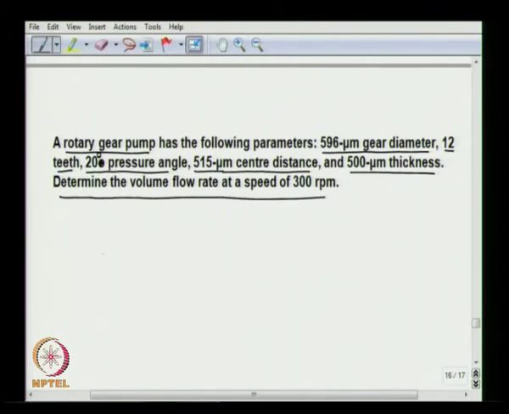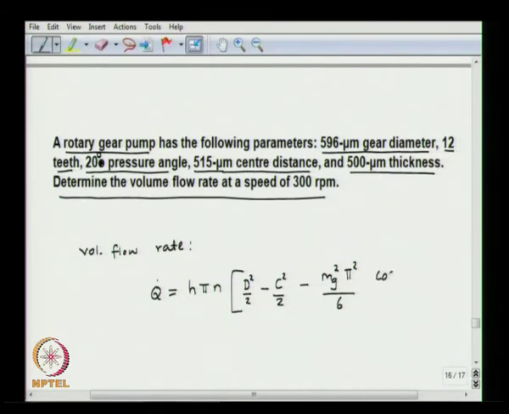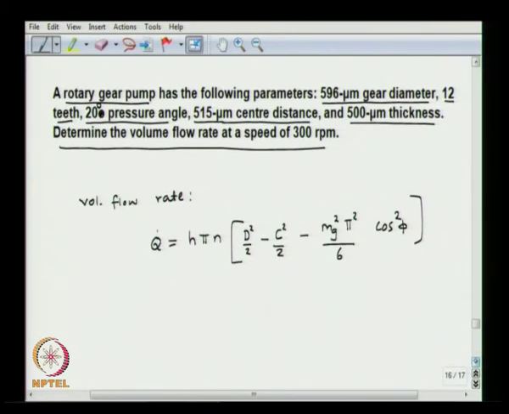So, this is a very simple question. If you remember the formula, the volume flow rate for a gear pump is given by H into pi n, d square by 2 minus c square by 2 minus mg square pi square over 6 into cos phi square. So, this is the expression for the flow rate for a gear pump.